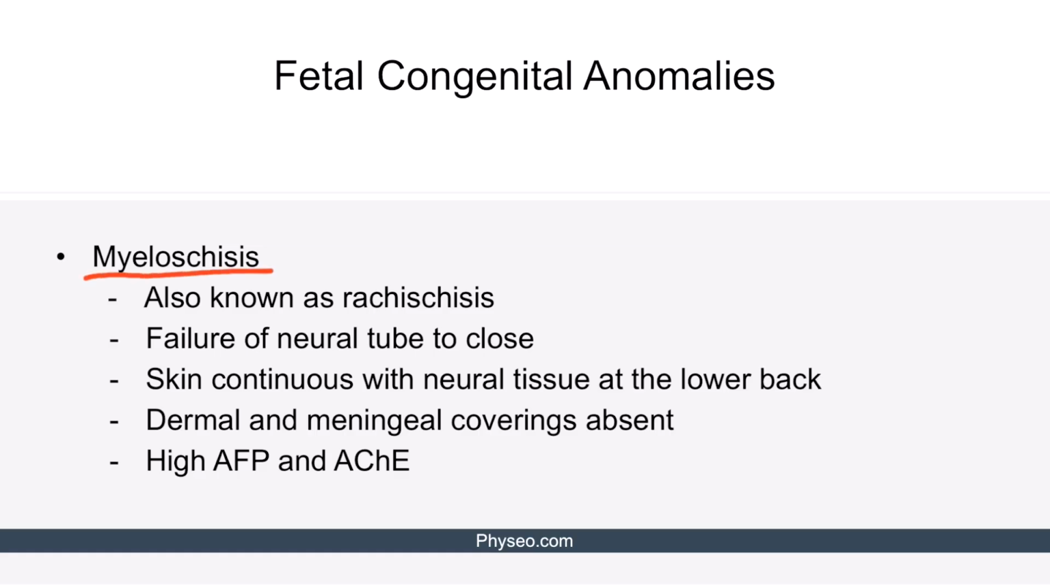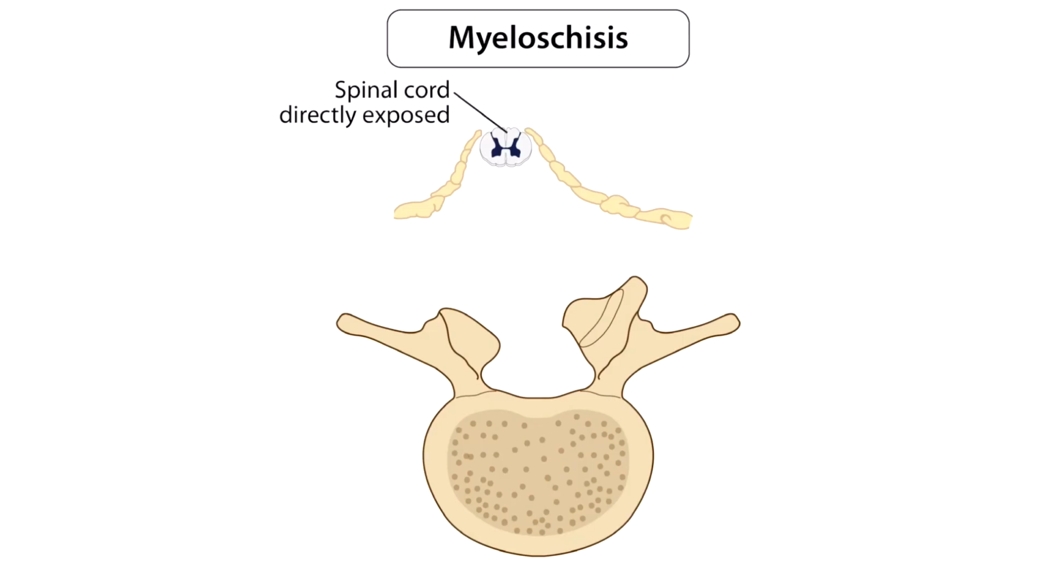Now let's move on to myeloschisis, which is also known as rachischisis. Now, myeloschisis is caused by the failure of the neural tube to close. So the skin would actually be continuous with the neural tissue at the lower back. In other words, the dermal and meningeal coverings are absent. And myeloschisis has high levels of both AFP and acetylcholinesterase in the amniotic fluid. This image demonstrates myeloschisis, and hopefully you can appreciate the neural tissue and how it's continuous with the patient's skin.